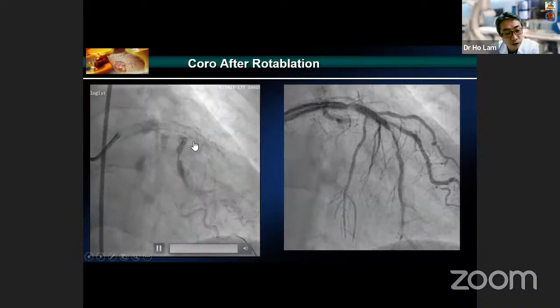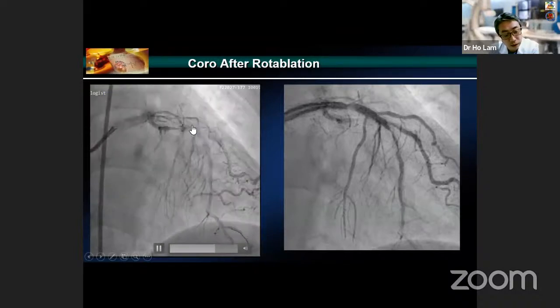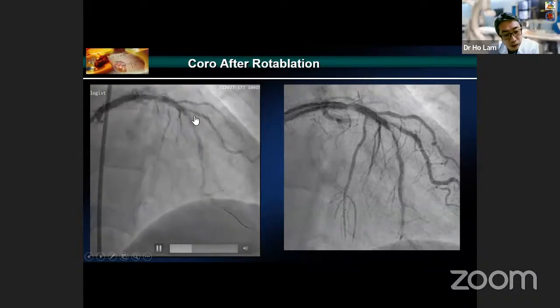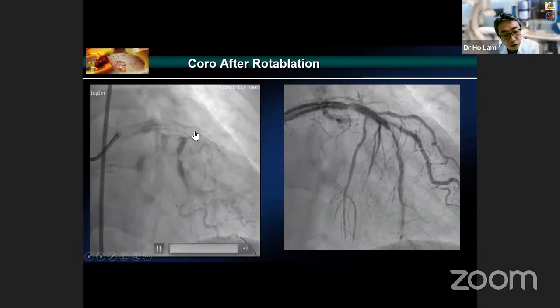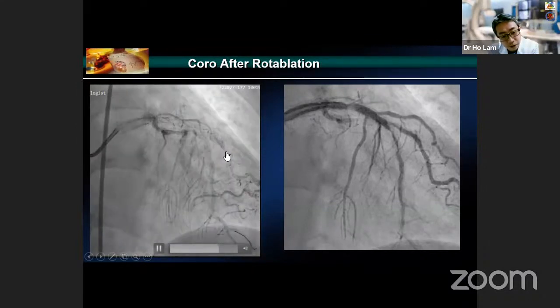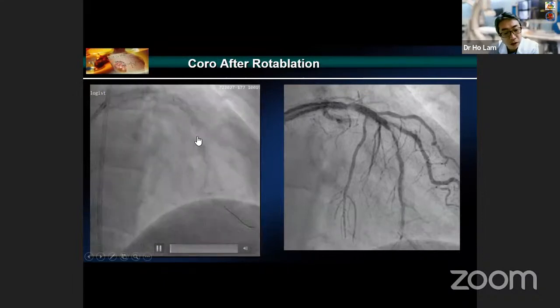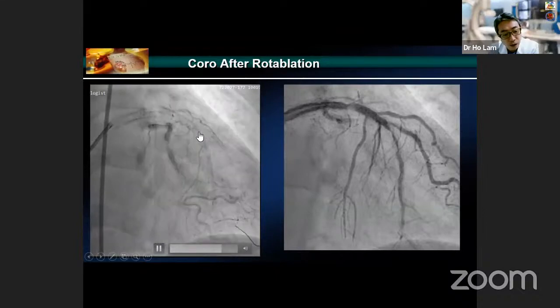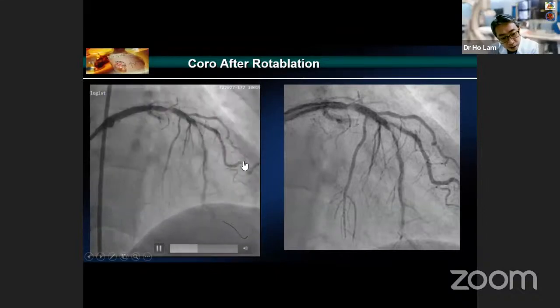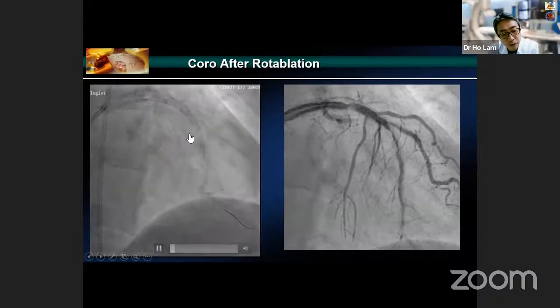So this is one situation like this. Here the LAD is a CTO, and there's a bifurcation lesion. The ostial lesion was heavily calcified. The ostial diagonal was heavily calcified. So if I want to treat this diagonal, I have to do rotablation on the diagonal, and then I have to remove the LAD wire.